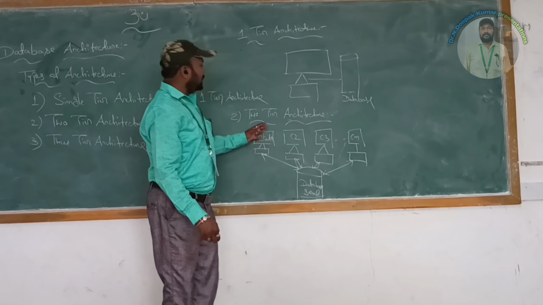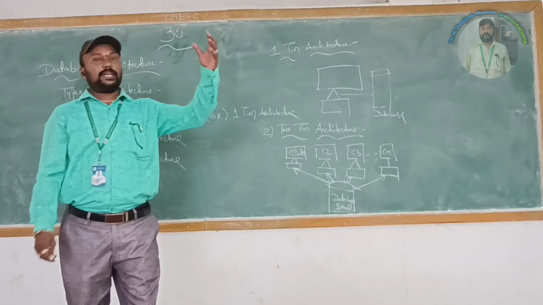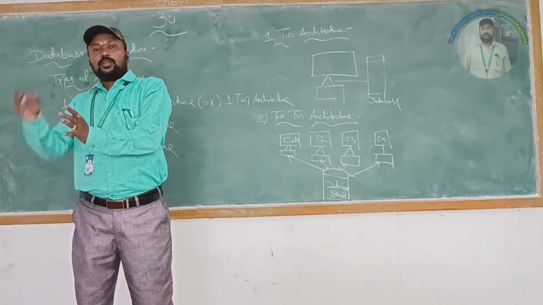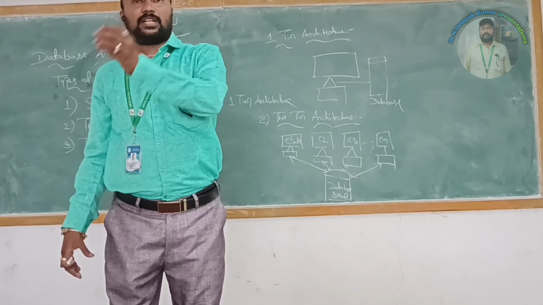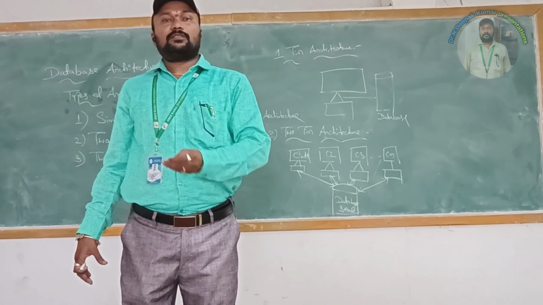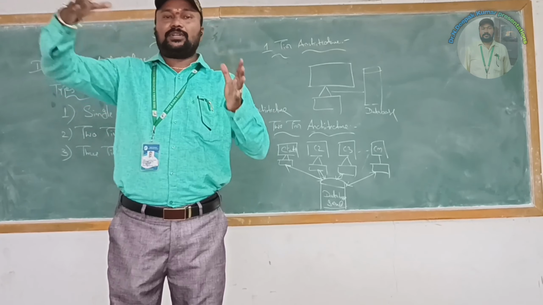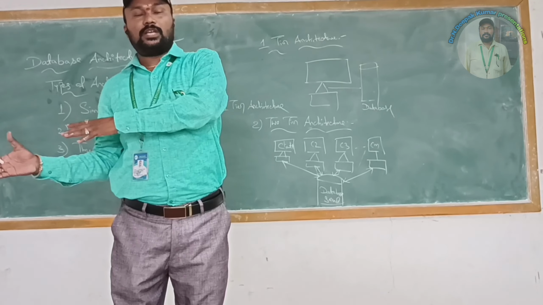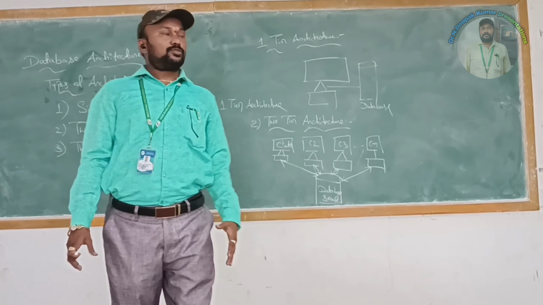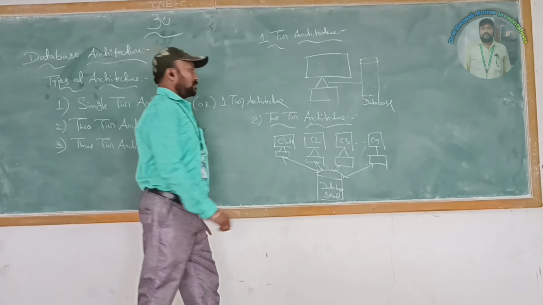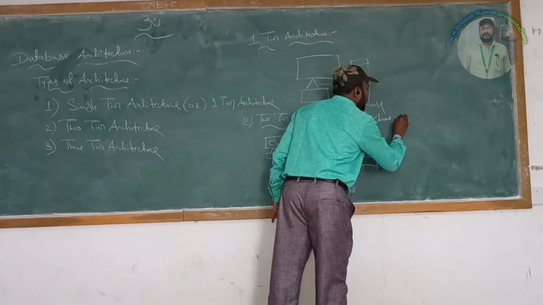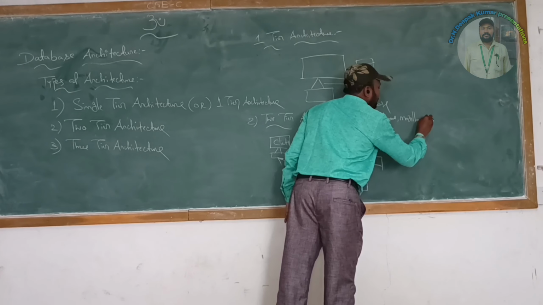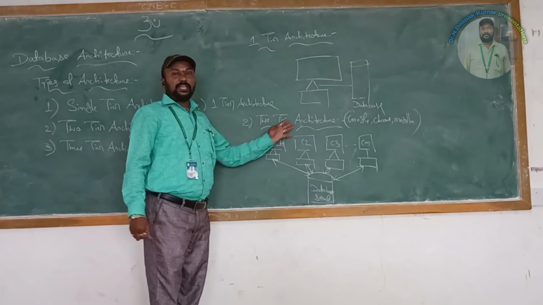The best examples of two-tier architecture are, for example, Google Chrome, Mozilla Firefox, etc. For example, with Java packages and DBMS commands, you have different requests from clients. That direct compiling work, they automatically get a response from the database. So these are the best examples of two-tier architecture.